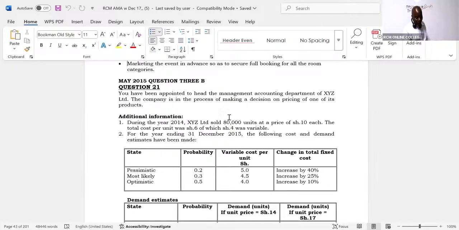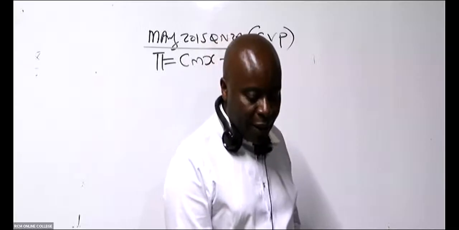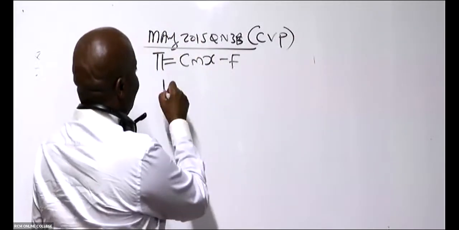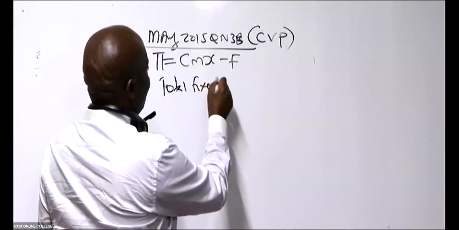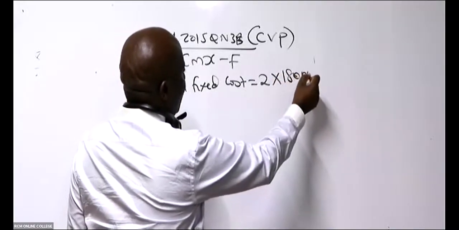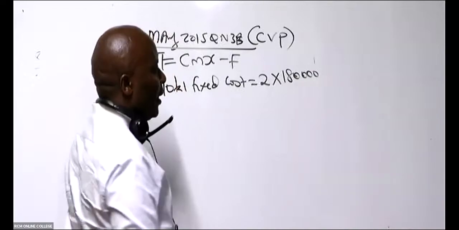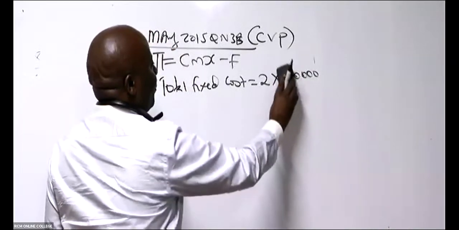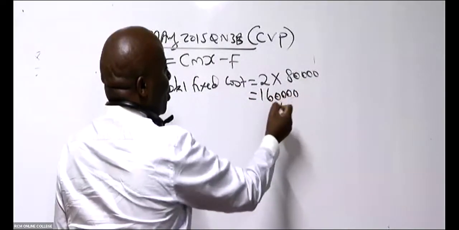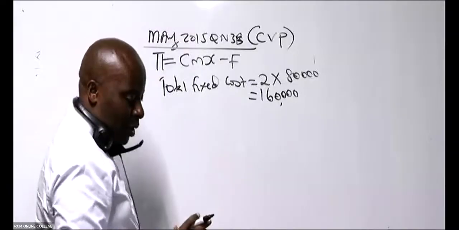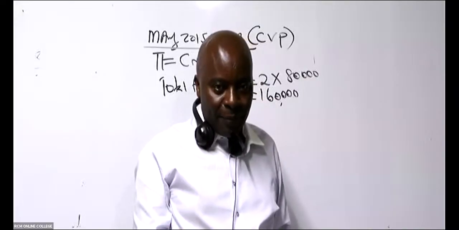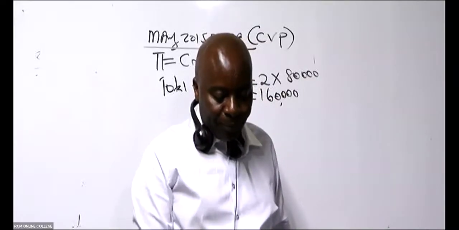So I will very comfortably say that my total fixed cost is 2 times the current output level, which is 80,000. So this gives us the total fixed cost of 160,000. This is the current fixed cost, which will be used in our question as we continue. Great, so at least we have a mark. We are reasoning like heads of departments now.